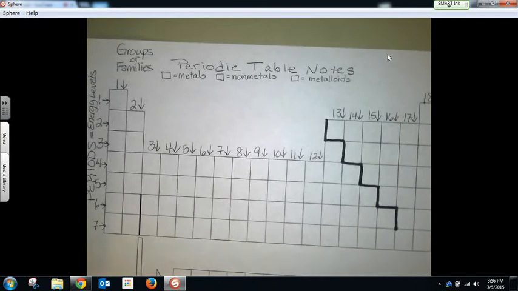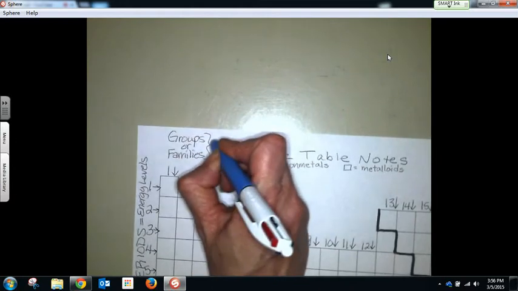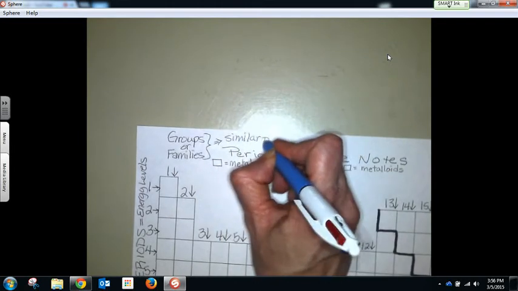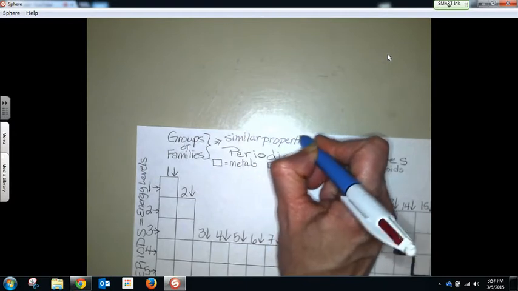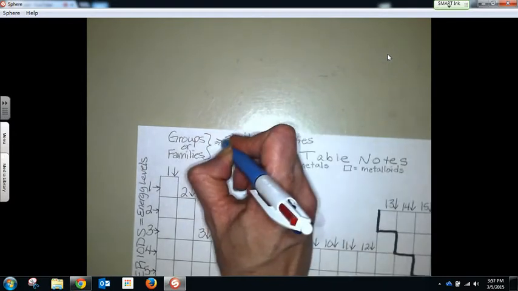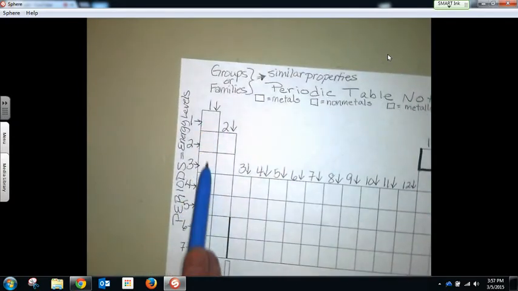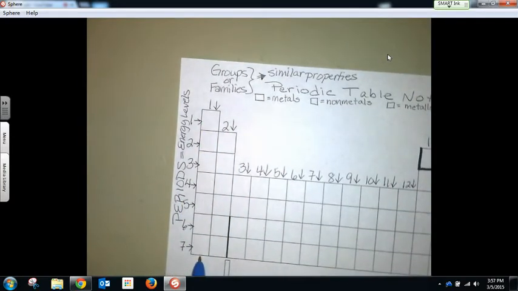columns or groups. The groups are also called families because they have similar properties, just like people in your family might all have brown eyes, and so you have similar characteristics or properties. Well, that's why the elements in a column are called families, because they are similar. They're not identical, but they are similar.